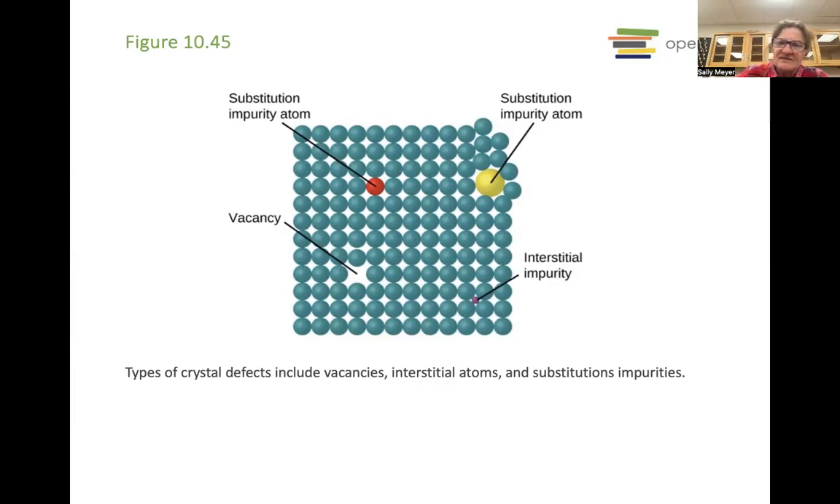But each of those defects can change the properties of that solid. So for example, when you're talking about photovoltaic panels, they usually have impurities in the silicon structure, which help with the conductivity. So that is the very last slide that we will talk about in this class. So that's the end of chapter 10.